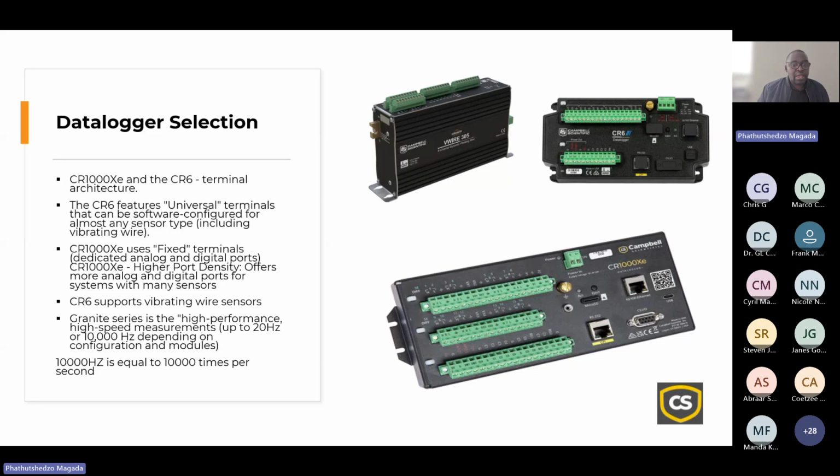And the other part is the Granite data logger. This is a high performance data logger that is able to measure at a very high speed. We are talking about 20 hertz or 10,000 hertz, depending on the configuration and the requirement. So when we say 10,000 hertz, it's equal to 10,000 times per second. So this is how fast it can go. This is mostly suitable for vibration measurement and seismic measurement, because such measurements require high performing data loggers.